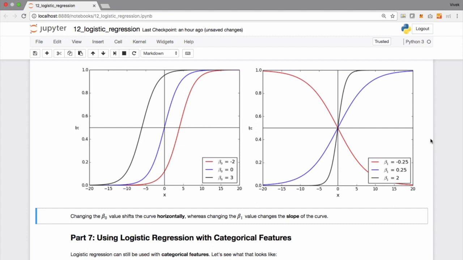Now, if I were to mess around with the beta 1 coefficient instead of beta 0, I will get a plot that looks something like the one on the right-hand side. If beta 1 is assumed to be minus 0.25, I come up with the red curve. If beta 1 is assumed to be 0.25, I come up with the blue one. And if beta 1 equals 0, I come up with a steeper, more vertical looking curve, which is the black line.